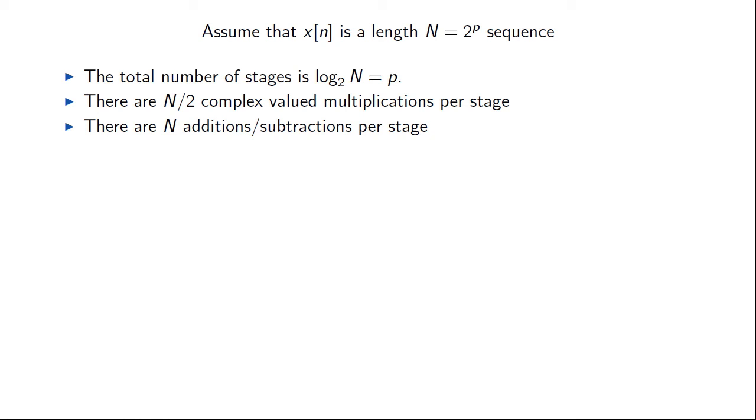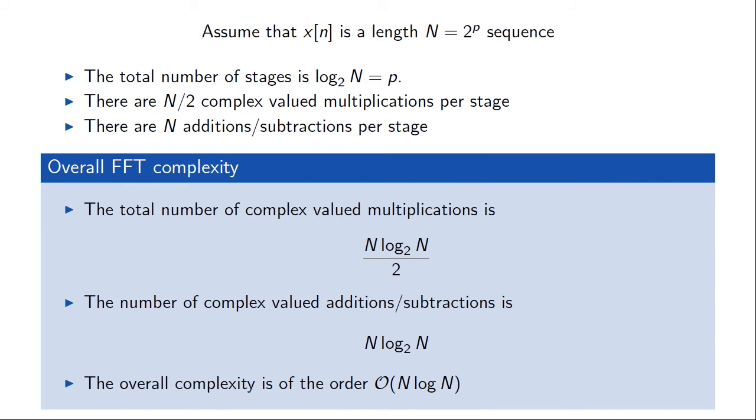If we now turn the attention to the number of additions and subtractions, we see that there is a total of n additions and subtractions per stage. So the total number of additions and subtractions would be n times log 2 of n. So this allows us to summarize the FFT complexity, or the complexity of the recursive way of computing the DFT that we have just derived. So overall, we see that we have n over 2 times log 2 of n complex valued multiplications. We have n times log 2 of n additions and subtractions.